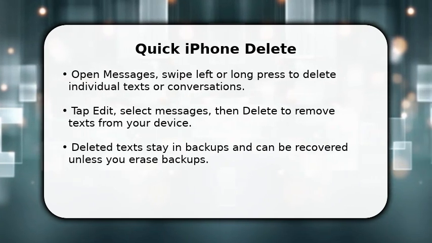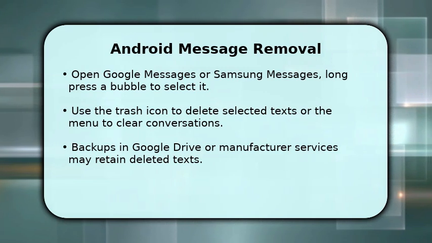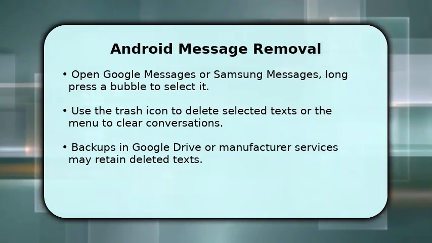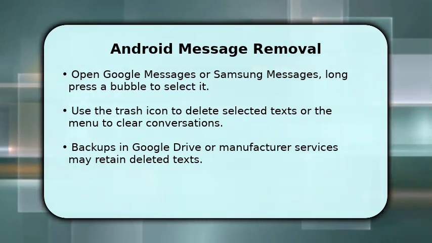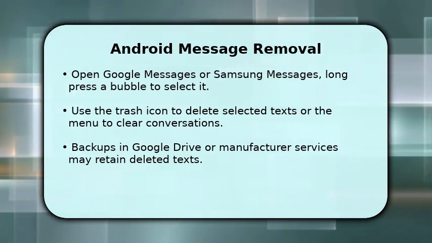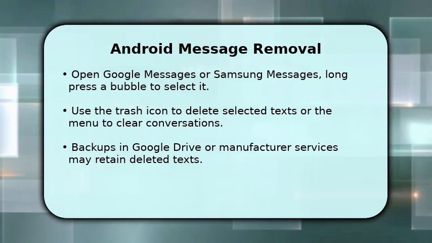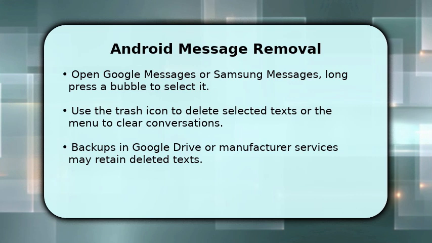Open Google Messages, Samsung Messages, or your default Android SMS app to begin. Long press a message bubble to select single texts, or press and hold a conversation to select an entire thread. After selecting items, tap the trash icon or choose Delete from the Overflow menu to remove them from the device.